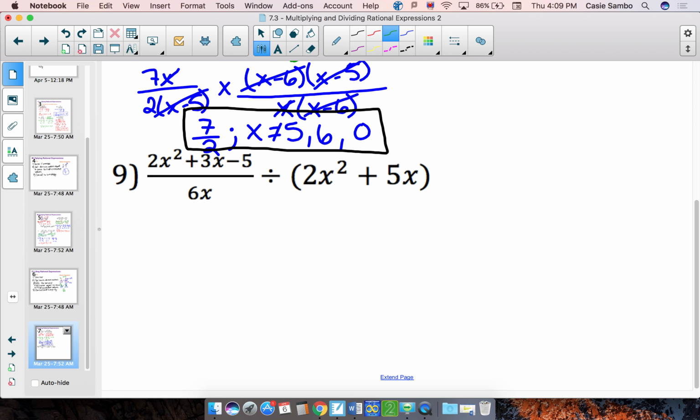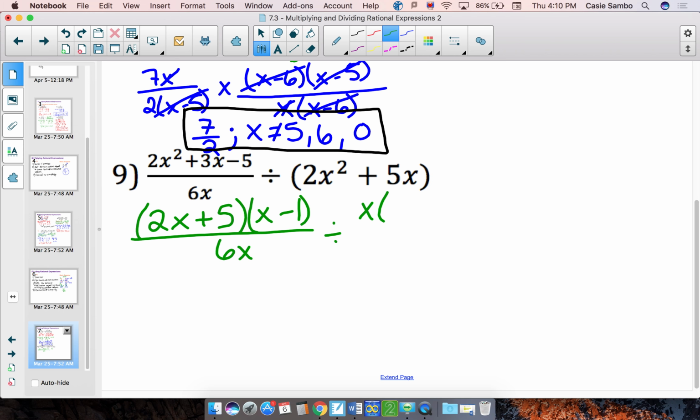So, when I factor 2x squared plus 3x minus 5, I get 2x plus 5 and x minus 1. Let me make sure that's true. Yes. Okay. Over 6x divided by, again, this needs to factor, and I need to make it into a fraction. So I'm going to put it over 1. So I can pull out my GCF of x, and I have 2x plus 5 all over 1.